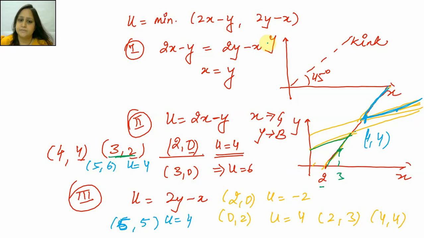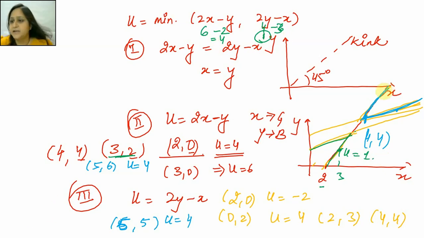So 3, 2, when you put it here, what is it giving me a utility of? Let's see. So 3, 2 मैंने यहाँ पे डाला. 3 into 2 is 6. 6 minus 2 is 4. 3, 2 मैंने यहाँ पे डाला, 2 into 2 is 4, 4 minus 3 is 1. Minimum of 4 and 1 is 1, which means this point will lie on a curve where utility is equal to 1, right?